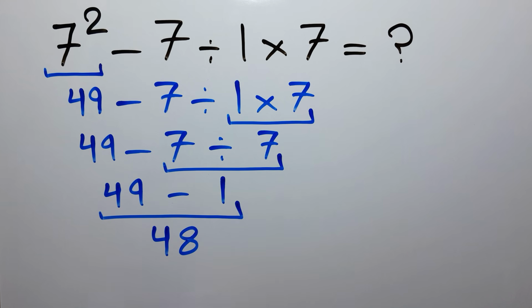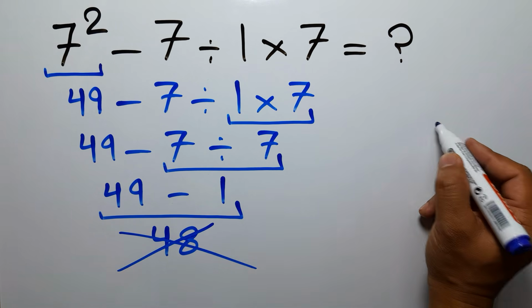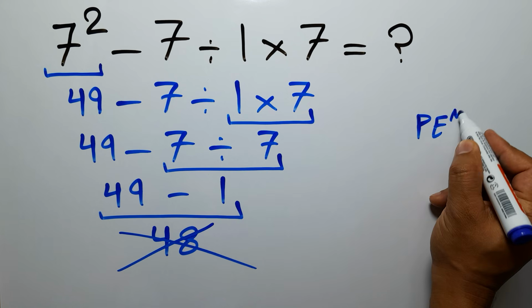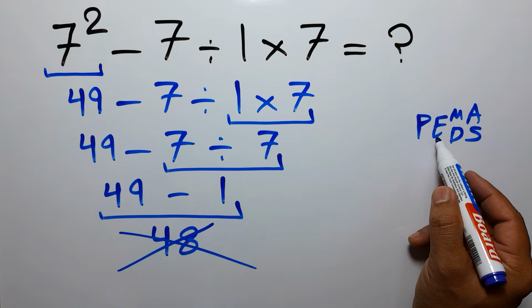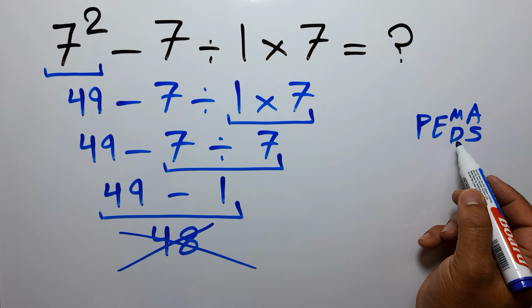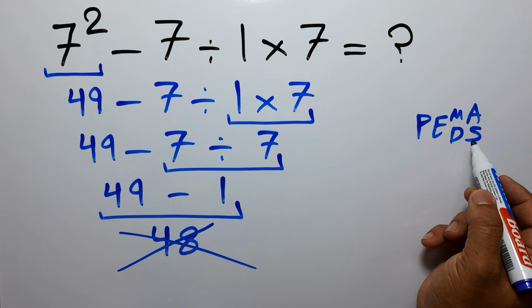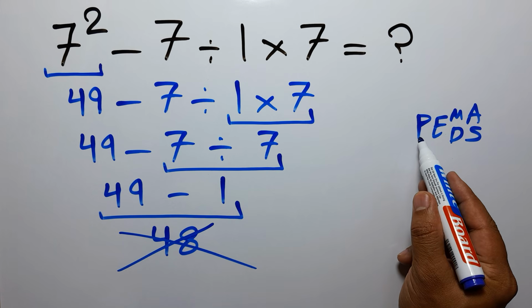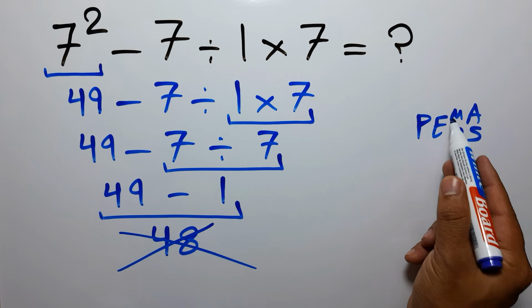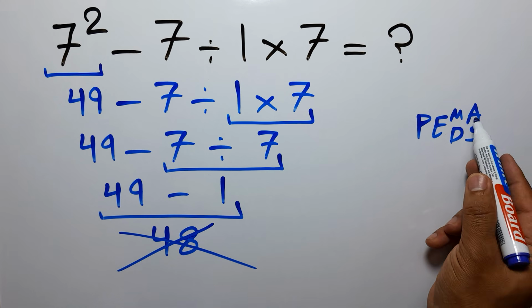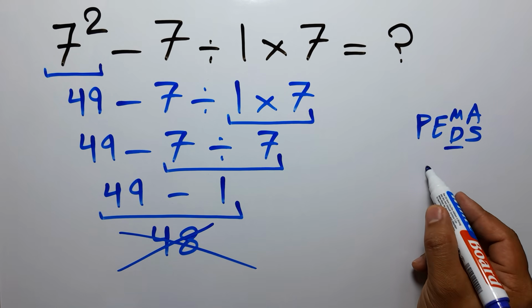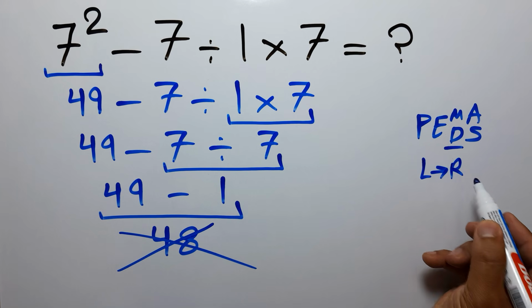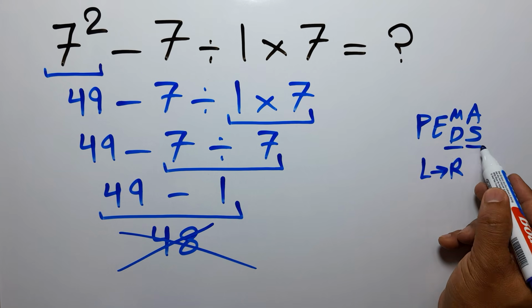But this answer is not correct, because according to the order of operations, which is PEMDAS, P stands for parentheses, E stands for exponent, M and D stand for multiplication and division, and A and S stand for addition and subtraction. First we have to do parentheses, then exponent, then multiplication or division, and finally addition or subtraction. Remember that multiplication and division have equal priority and we have to work from left to right. And the same applies to addition and subtraction.